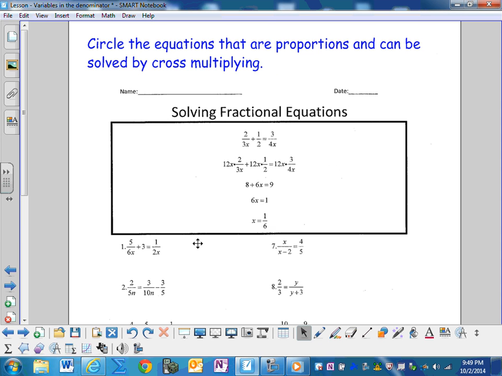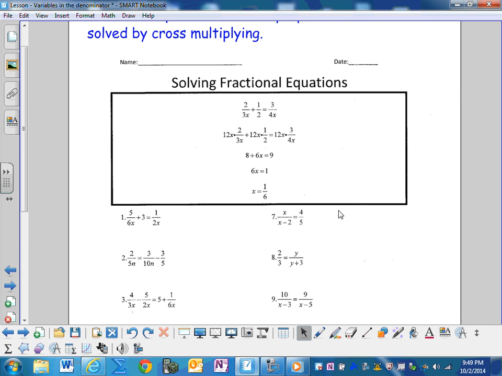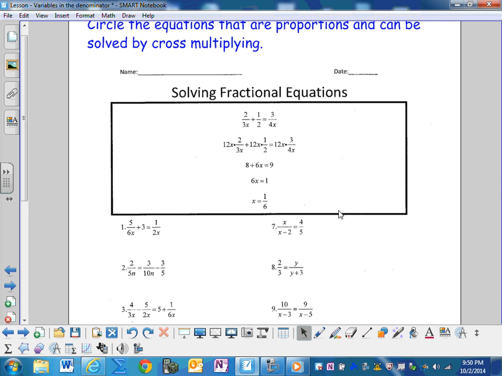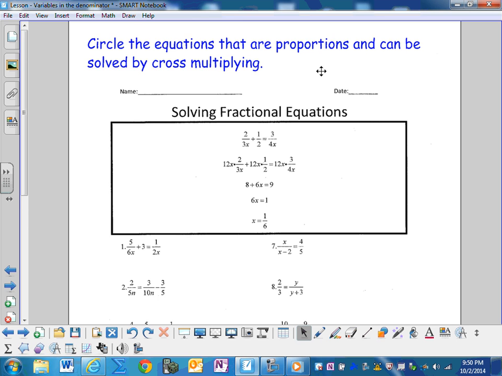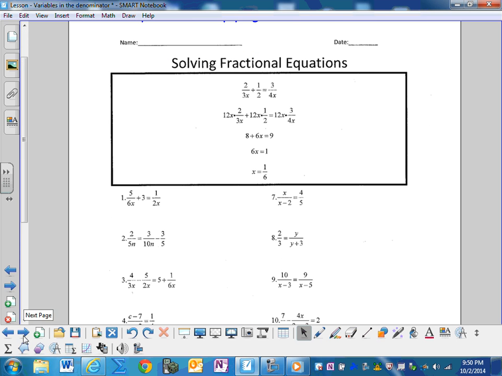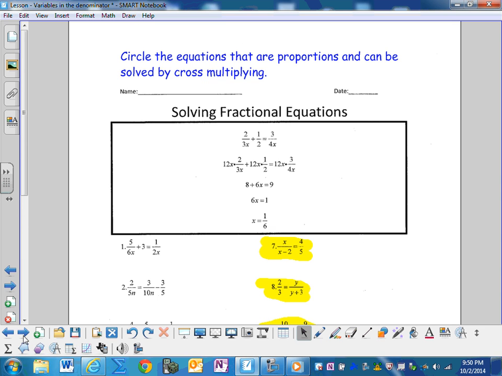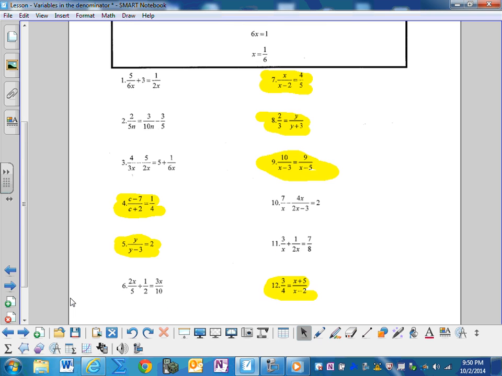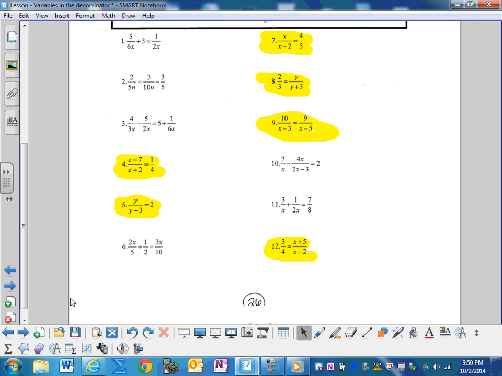So on this page, we want to circle the equations that are proportions and can be solved by cross-multiplying. So instead of finding the least common multiple and multiplying each term by that and then simplifying, if you can identify which ones are proportions, you just solve by cross-multiplying. So go ahead and do that. And I found 6 proportions that I could solve just by cross-multiplying.